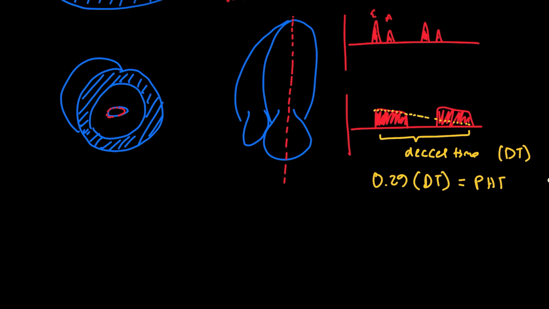And you can remember that we said pressure equals 4v squared, so you could do a little math to figure out what the velocity, it's not that the velocity will be half, but you can calculate what the ratio of velocity would be. But you measure this deceleration time, 0.29 times the deceleration time is your pressure half time, and then you can say 220 divided by pressure half time. That is an empirically derived estimate of mitral valve area. Not based on physics, just based on a bunch of scans that people did, and they compared what the area actually was versus the pressure half time and found that this relationship tends to hold.